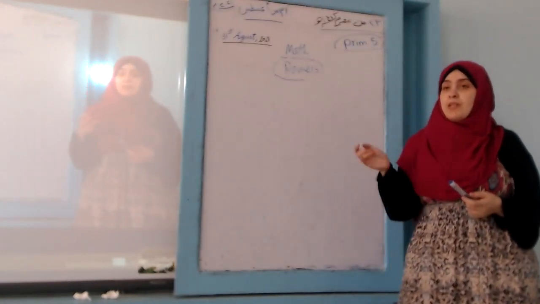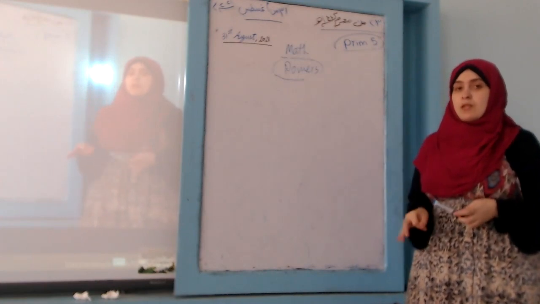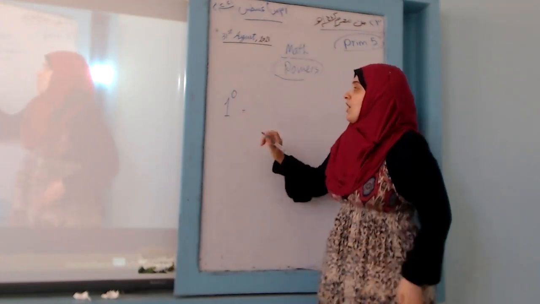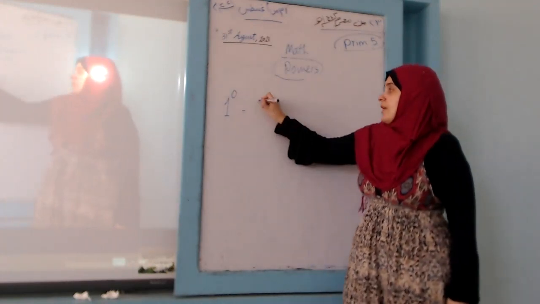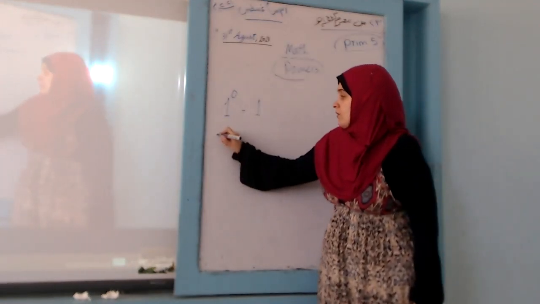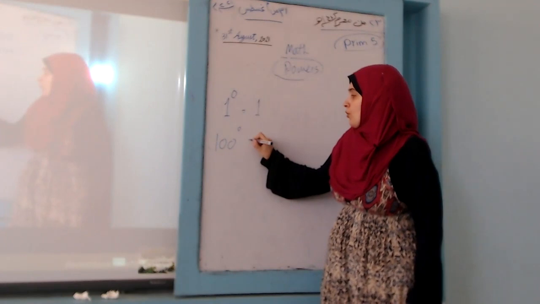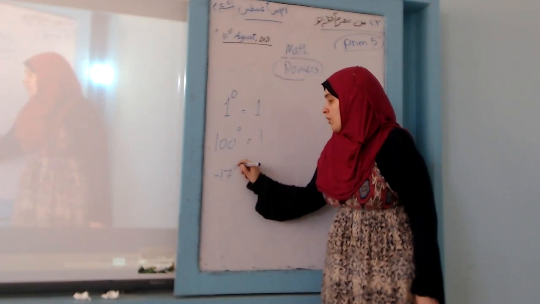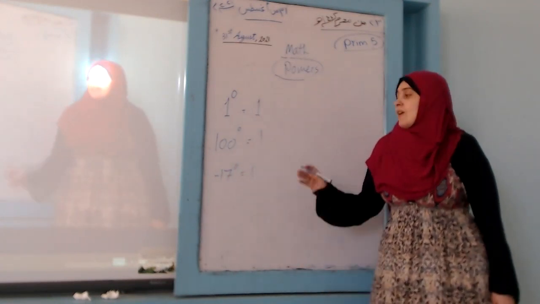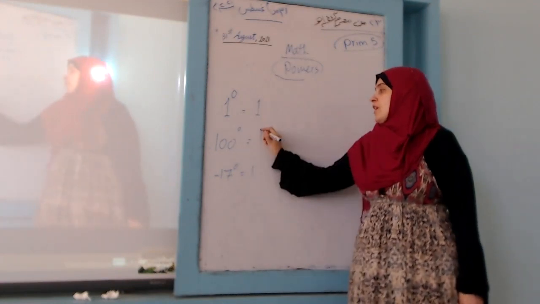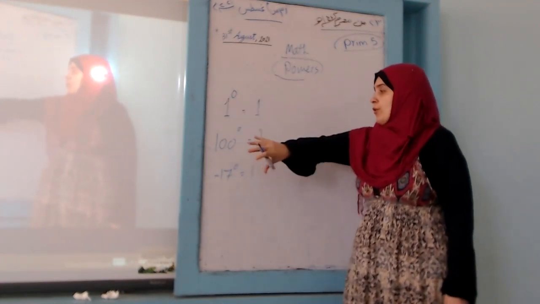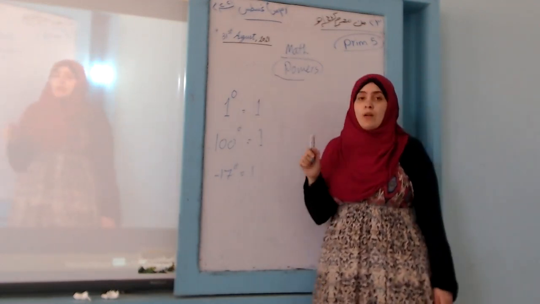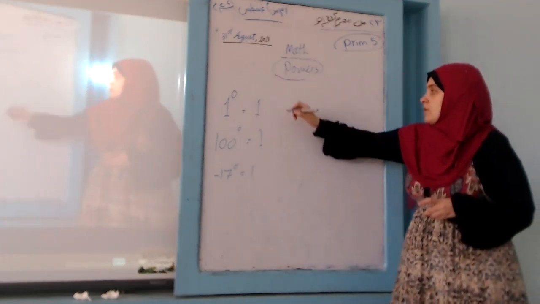Okay, the power may be negative, may be positive, may be 0. For the first one, if I have 1 power of 0, any number power of 0 is equal to 1. Another example: 100 power of 0 is also equal to 1. Negative 17 power of 0 is also equal to 1. Any number, small number, huge number, negative number, any number power of 0 except 0 equals 1. Okay, it's a very important piece of information.